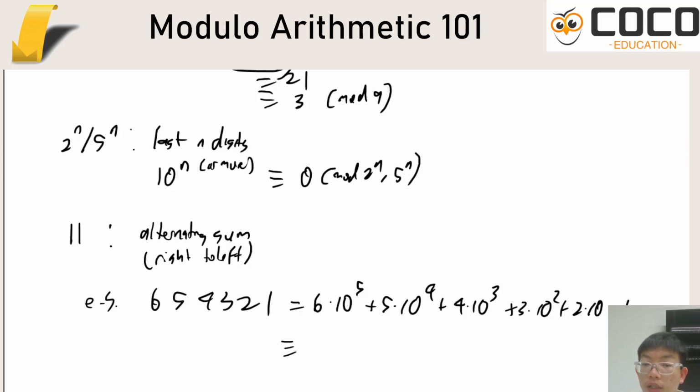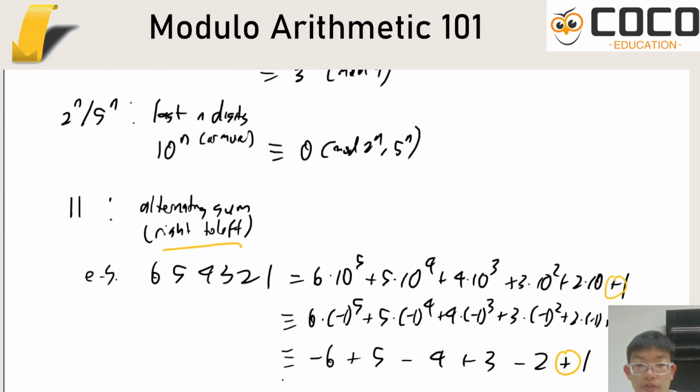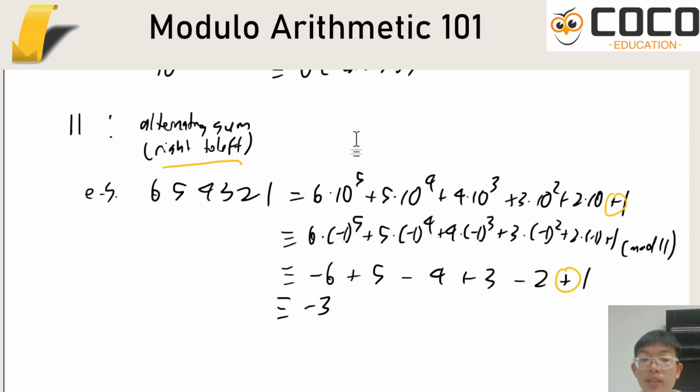Basically saying that mod 11, 10 is congruent to negative 1. And therefore, if you were to just write this down, you get minus 6 plus 5 minus 4 plus 3 minus 2 plus 1. This is what the alternating sum means. And right to left, because the final one is plus. This would give you negative 3, which if I'm asking for remainder, you just add back 11 and you get 8 mod 11.